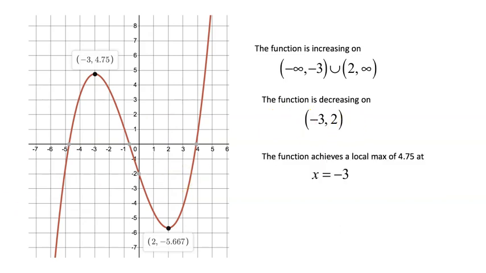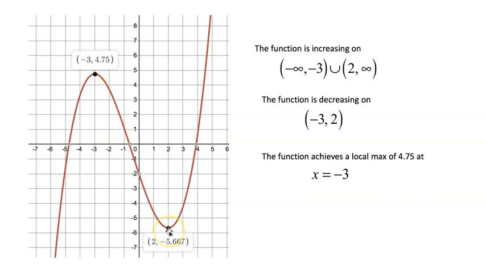Now, what's happening here? We're calling that a local maximum. Now, why is it a local maximum? It's not the highest point this function ever achieves, because it goes on forever in this direction. But in this neighborhood, around x values of negative 3, the highest it gets is 4.75. So we say that function achieves a local maximum value of 4.75. Where? At negative 3. But it is not a global or an absolute max. It is a local.